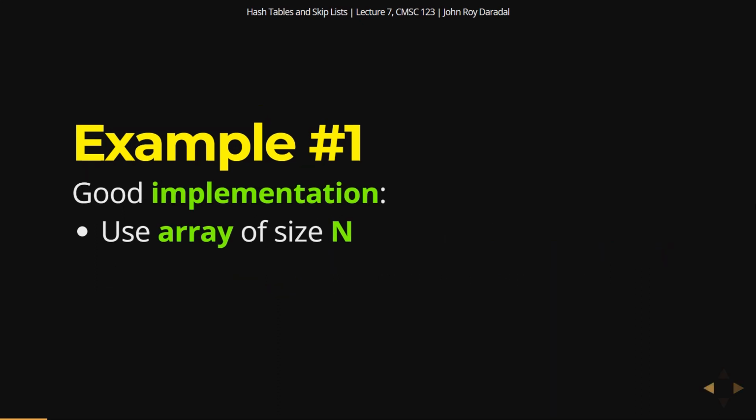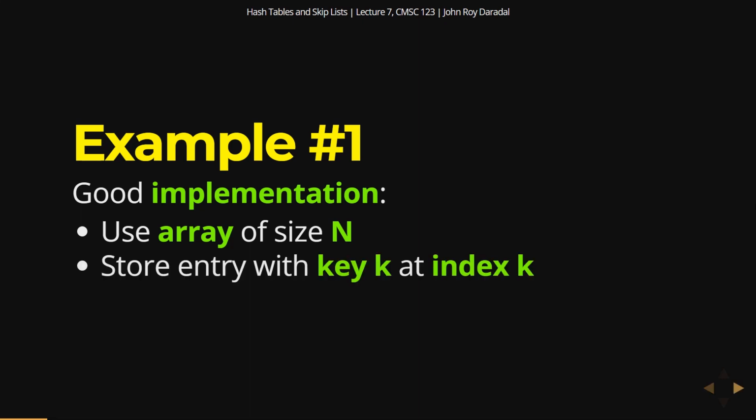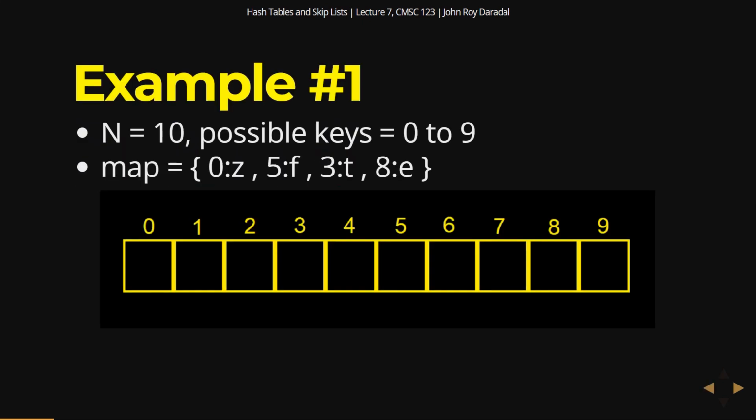So a good implementation for this map would be to use an array of size n. Okay, and we will store each entry with the key k at index k. So there will be like a one-to-one mapping. Okay, so it's fairly straightforward.